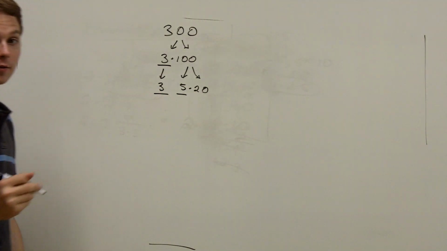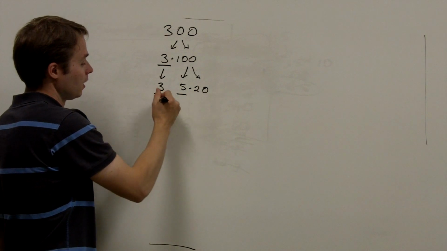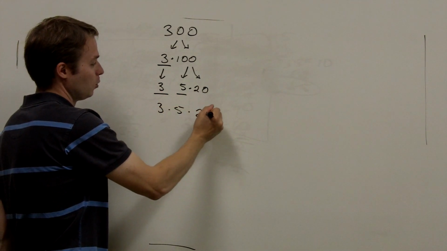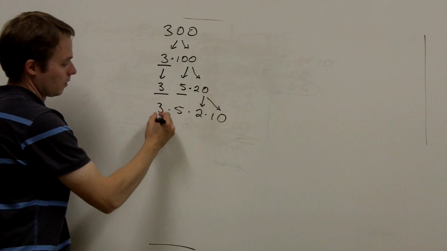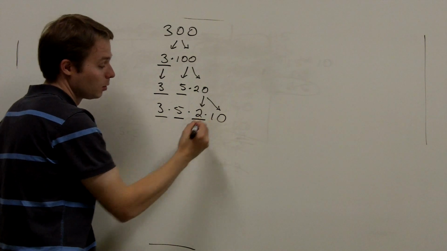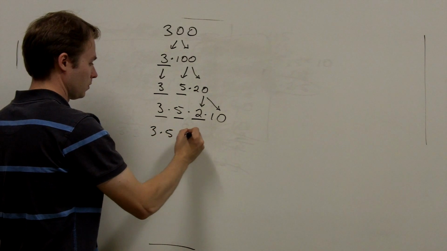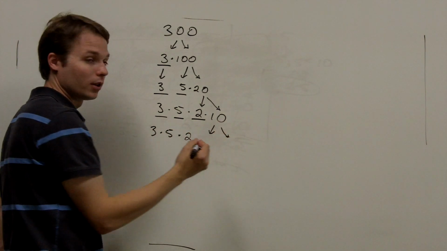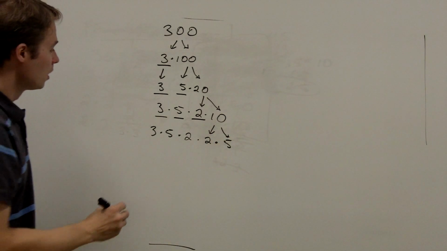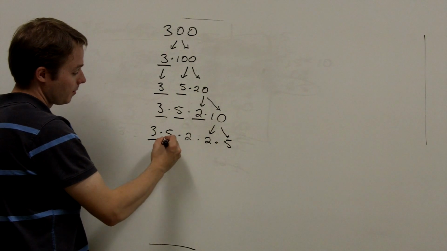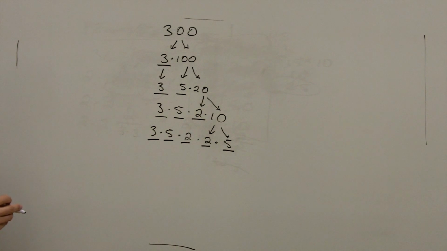Okay, so now at this step, 3 and 5 are both prime. However, 20 is not prime because this can be divided into 2 times 10. It's 20. Okay, 3 is prime, 5 is prime, 2 is prime, 10 is not prime. So again, I can break this down. 10 breaks down into 2 times 5. At this point, we can say, yes, 3 is prime, 5 is prime, 2 is prime, 2 is prime, and 5 is prime. So that means we're done.